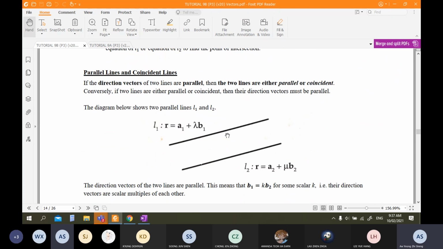Okay. Then next is parallel and coincident lines. So if the direction vectors of two lines are parallel, so first of all, when I say direction vectors are parallel, it's not a must for the direction vectors to be exactly the same.